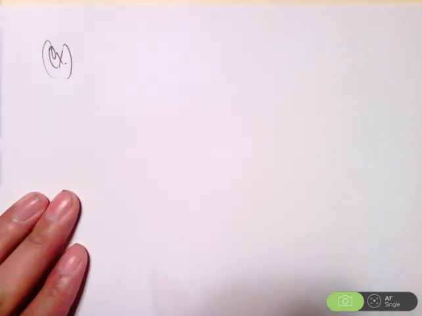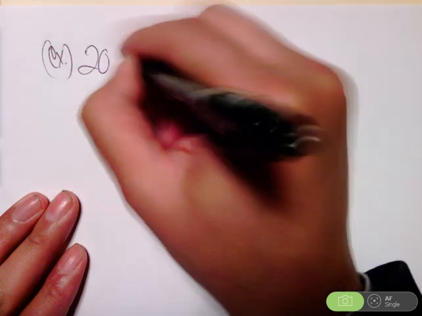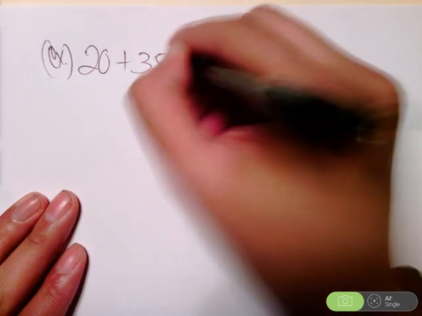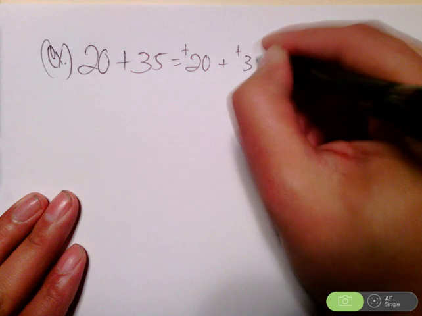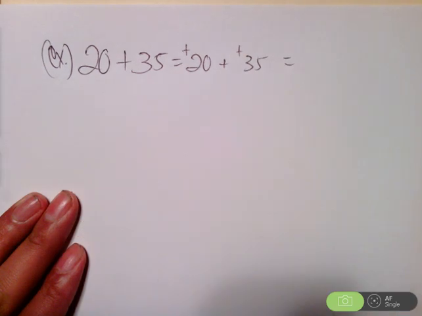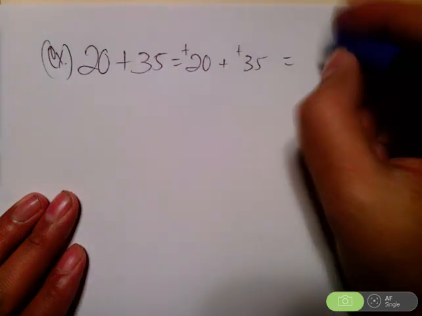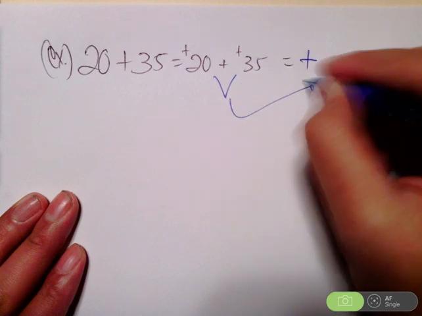Obviously the positives, I didn't go over this because we would already have this. So if you had like 20 plus 35, right? This would be positive 20 plus positive 35, right? So if you keep the same sign, the sign would obviously be positive. You sum both of those numbers up, and that would be 55.